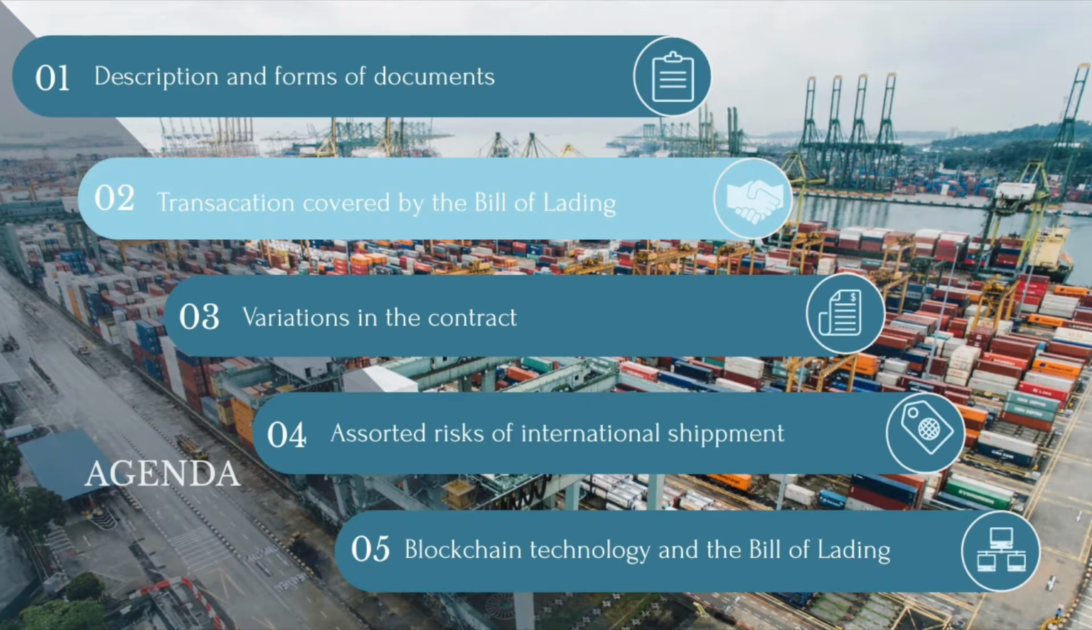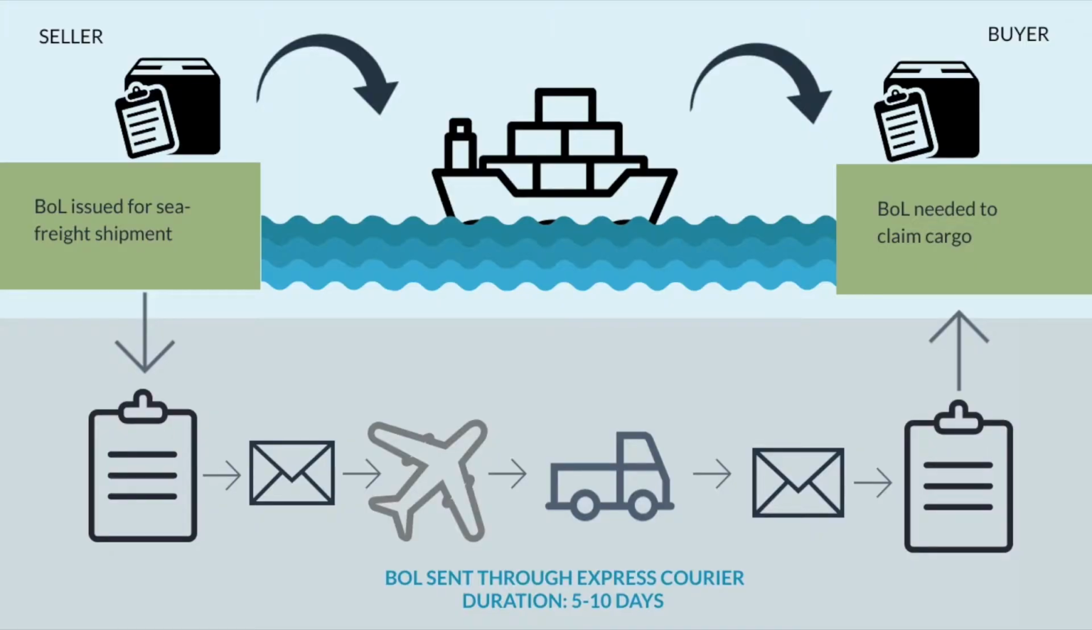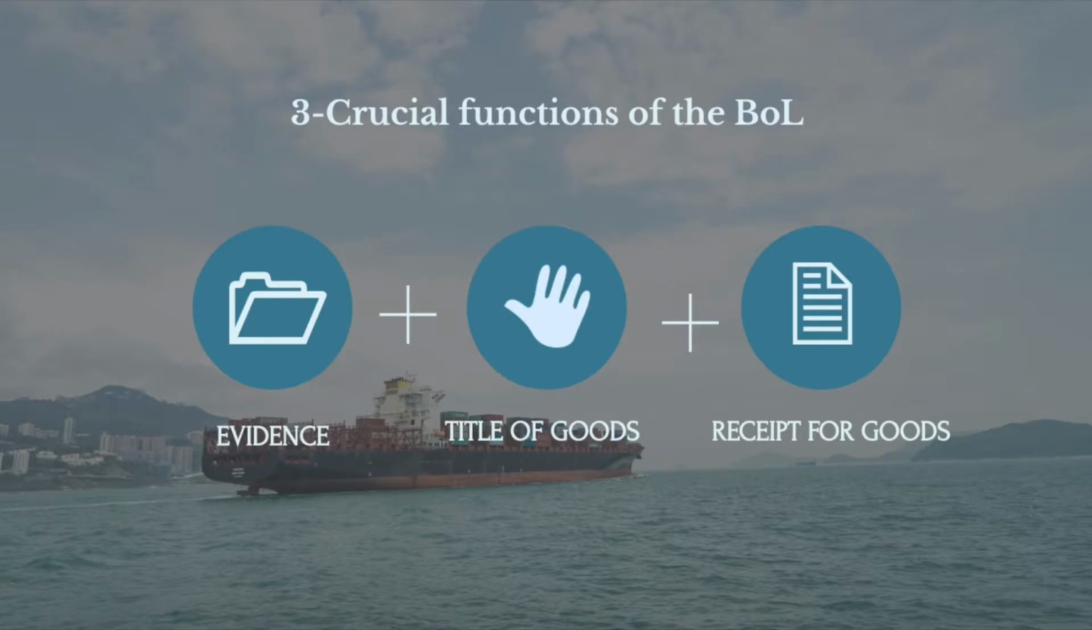In the second part of my presentation, I am going to elaborate on the transactions covered by the bill of lading. In this diagram, I demonstrate how the bill of lading is transported from the seller to the buyer. As in order for the buyer to claim the cargo at its arrival, they need to have the original copy of the bill of lading. The bill of lading performs three crucial functions.